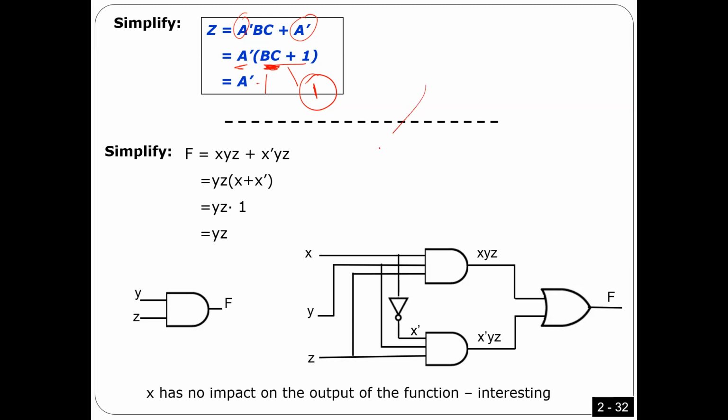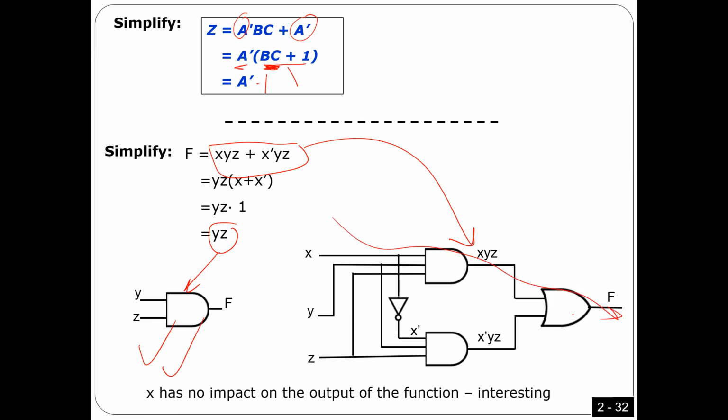Okay. Same thing here. For example, here we have YZ. YZ is common. YZ here, and we have YZ here. If I take it common, I'm going to have here X or X prime, which is one. I'm going to get YZ. That means in this example, this circuit here, which I draw this way, is equivalent to this one. They are the same. For sure, this one will be faster than this one, because it's only one gate, but here it has to be two.